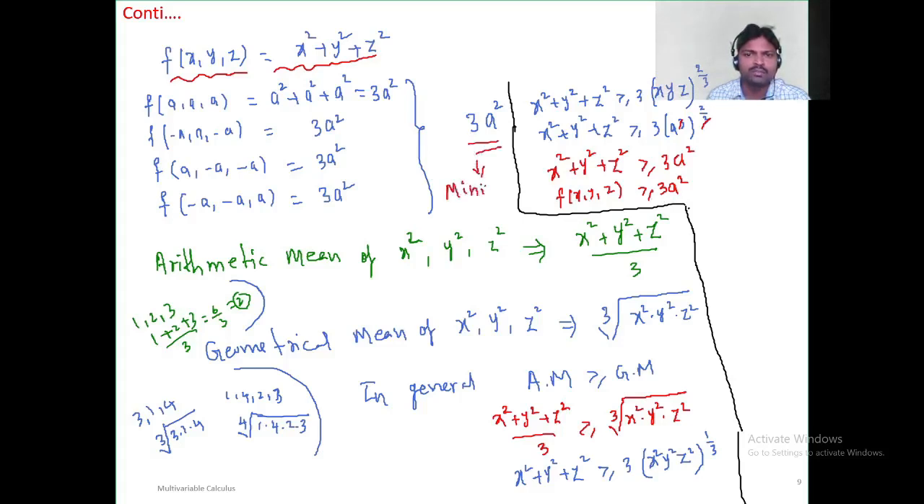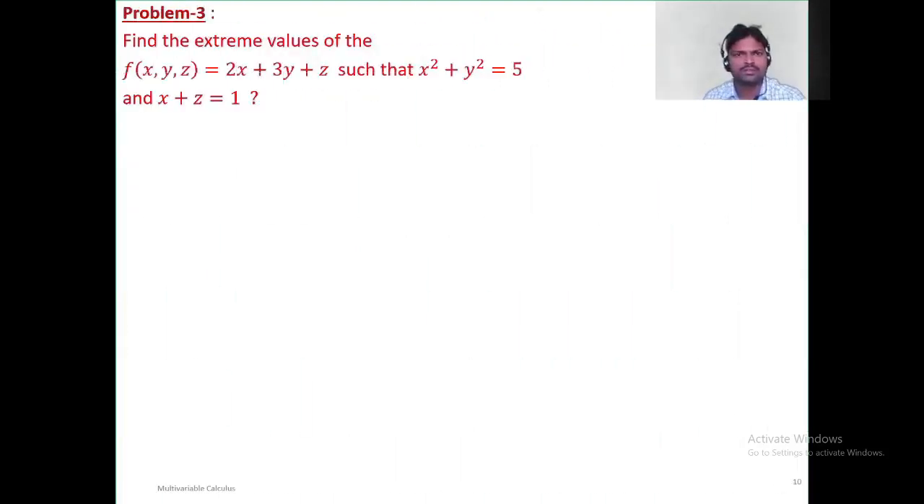To decide whether it is a maximum or minimum, we have struggled. By this logic we got that this is a lower bound, therefore it must be a minimum. Therefore 3a square will be the minimum of the function f of x comma y comma z, x square plus y square plus z square, under the constraint x into y into z equal to a cube. That's it. Next, look at this, I will give the hint, you do it again.